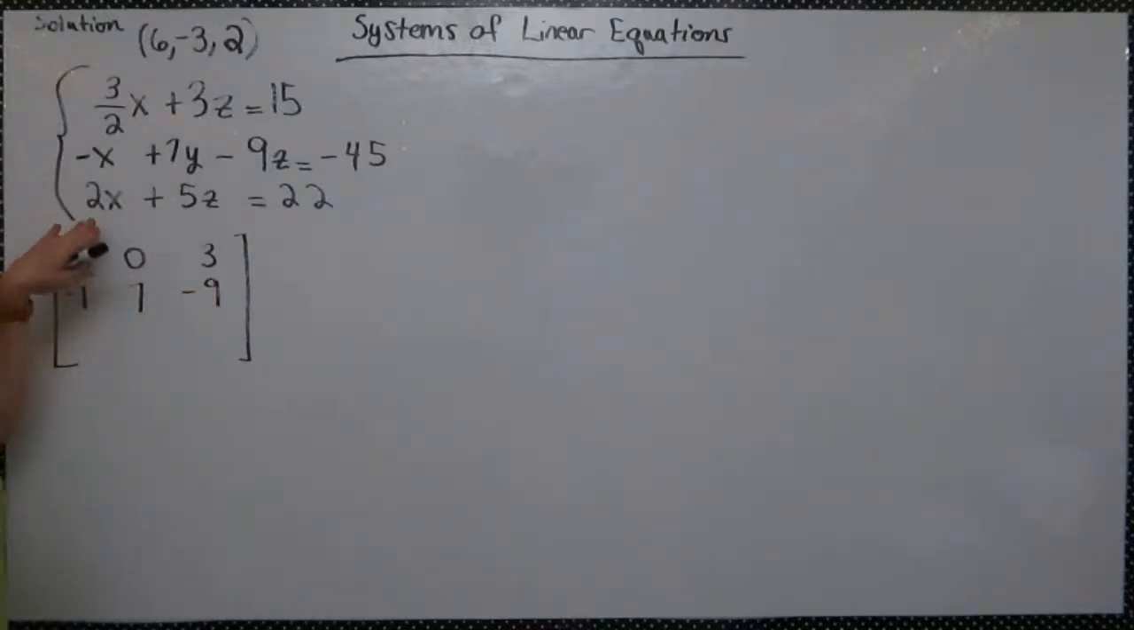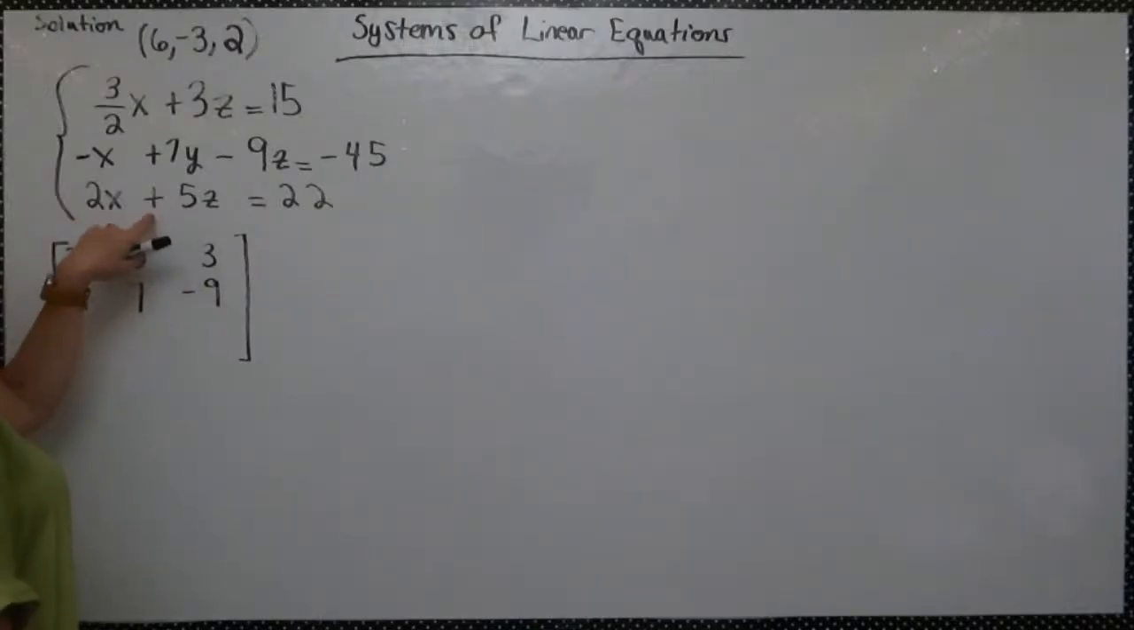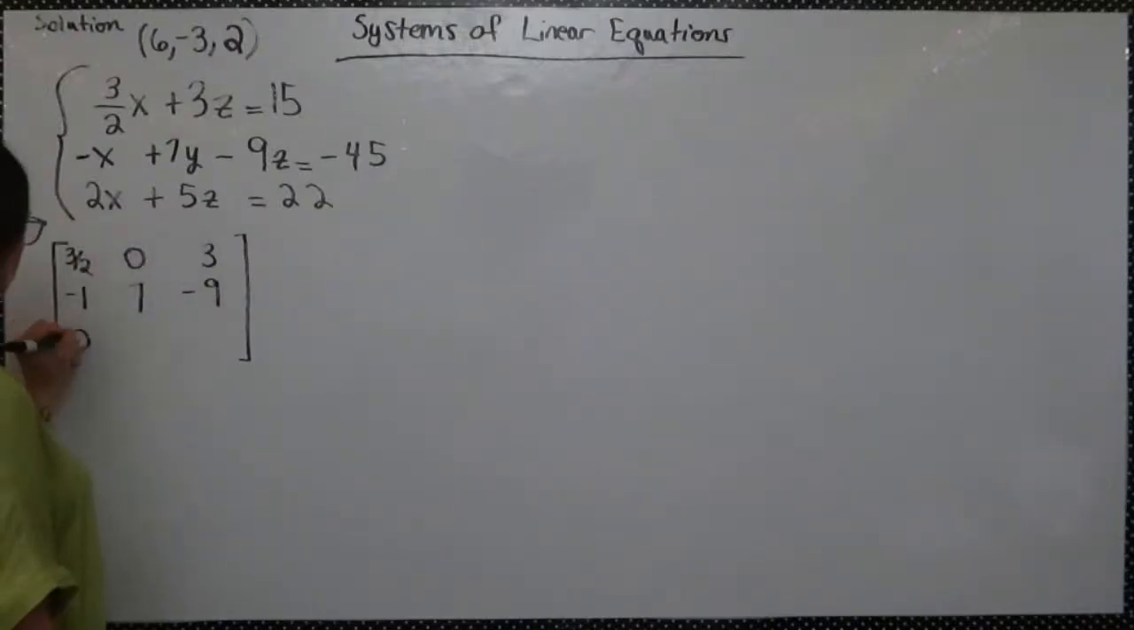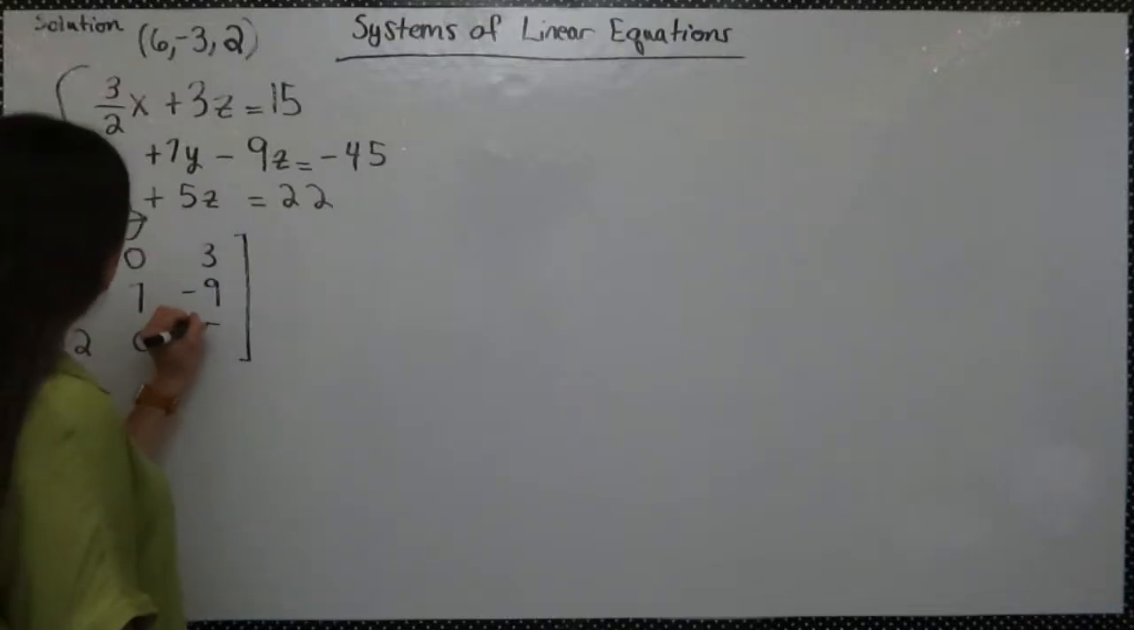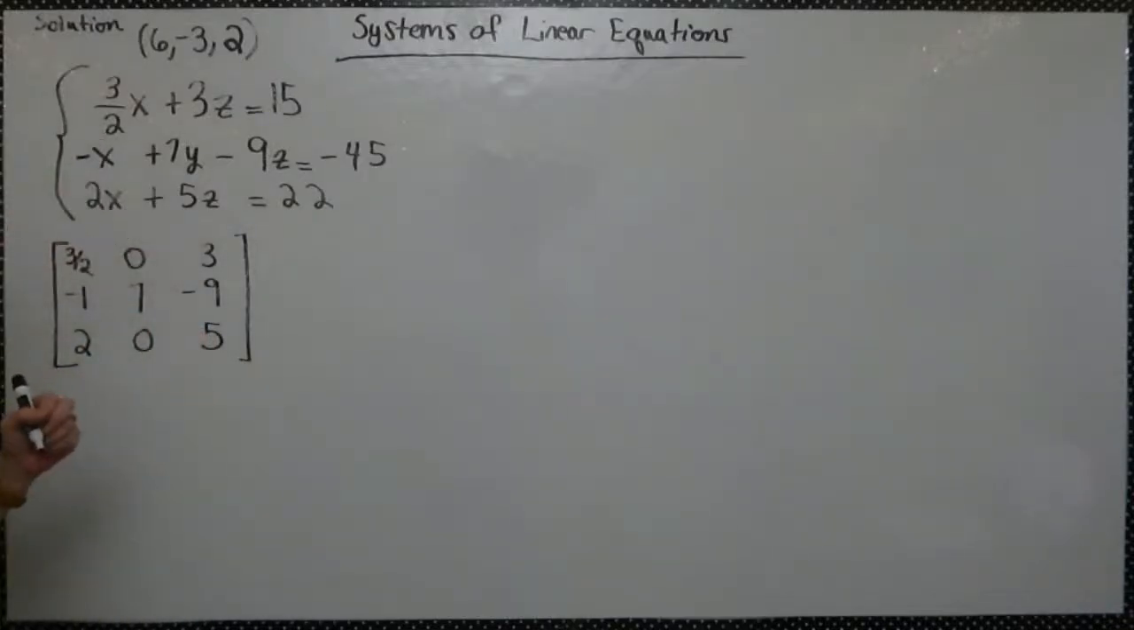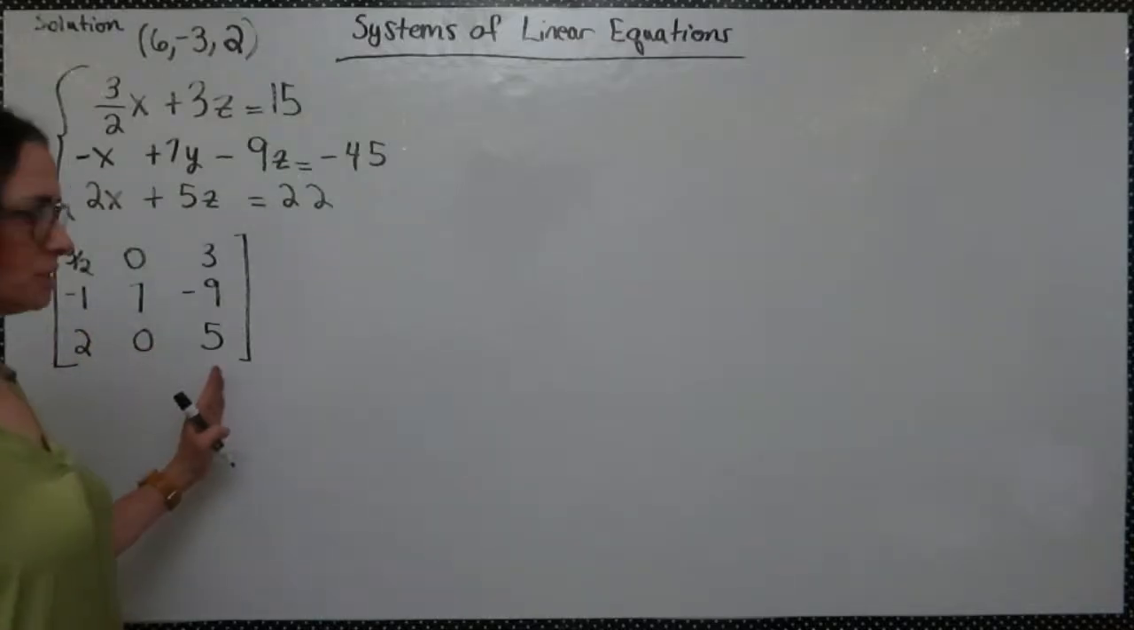And we have 2, 5. We don't have a y here, so we're going to do that again. We're going to put a placeholder in here for 0. And it's 5z. And I've listed successfully all of my coefficients, making sure column 1 is x, column 2 is y, and column 3 is z.